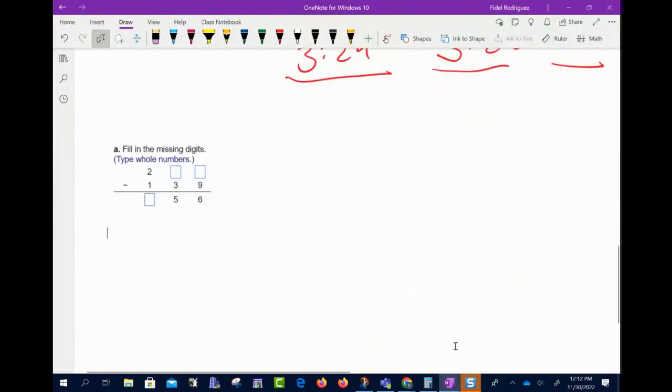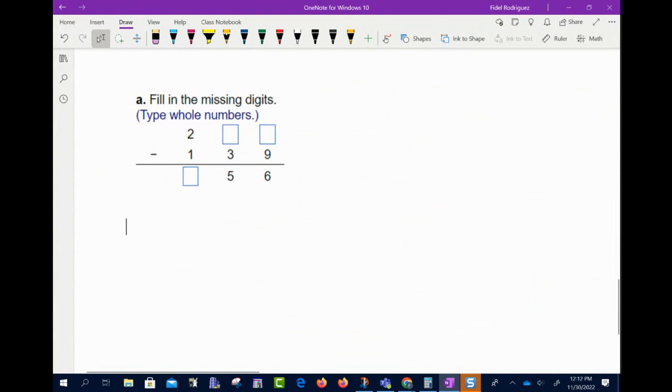Let's paste it. Okay, we're trying to fill in the missing digits, right? So if I'm trying to fill in the missing digits, remember what I'm doing here, y'all. We're subtracting, right? So we're trying to figure out what number we have to subtract 9 from in order to get 6. So remember, the way I'm going to do this, I'm just going to work backwards.